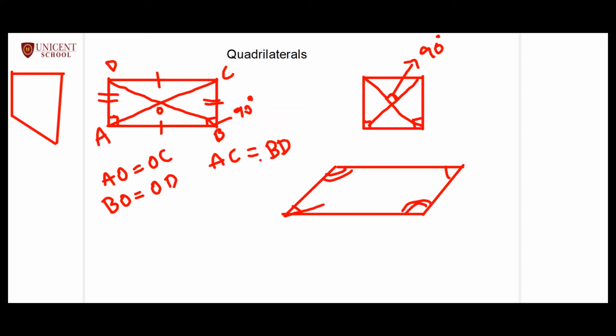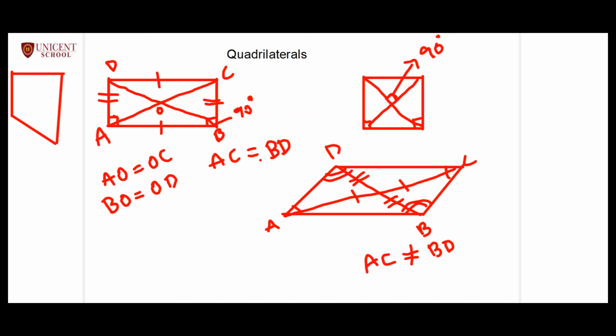And if we talk about the diagonals, they are bisectors of each other, but they are not of the same length, as in the case of a rectangle or a square. That means the length of AC is not equal to the length of BD, but they are bisectors. So this is about the properties of a parallelogram.